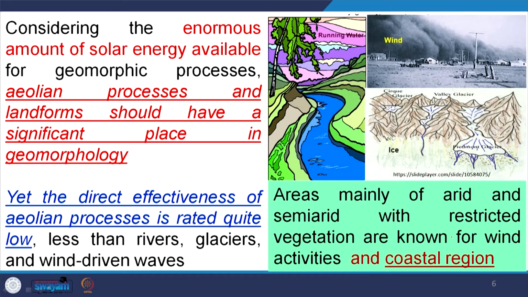Areas, mainly arid and semi-arid with restricted vegetation, are known for wind activity, as well as coastal regions too. So, that means wind is effective in those areas where there is no vegetation or very sparse vegetation. Then the rock fragments there are loose, and second, there will be no raining, or it is the arid region, so very little moisture is available. So, those areas very effectively allow the winds to modify their geomorphology.